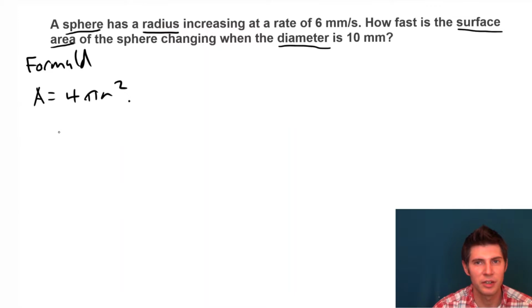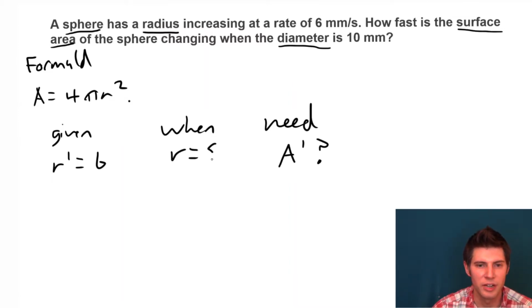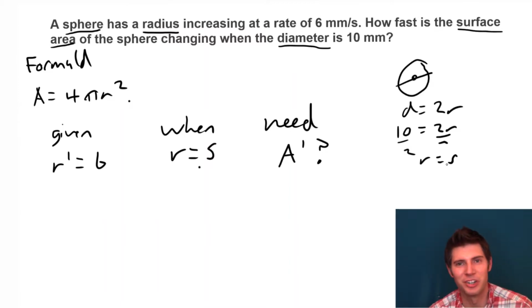Now we have given, when, and need. So our given is a sphere has a radius increasing at a rate of 6 millimeters per second. So our r prime equals 6. Now the question is, how fast is the surface area changing? So our need is A prime. When the diameter is 10. So if the diameter is 10, that means our radius is going to be 5 because the radius is half the diameter. If you wanted to show all the work.